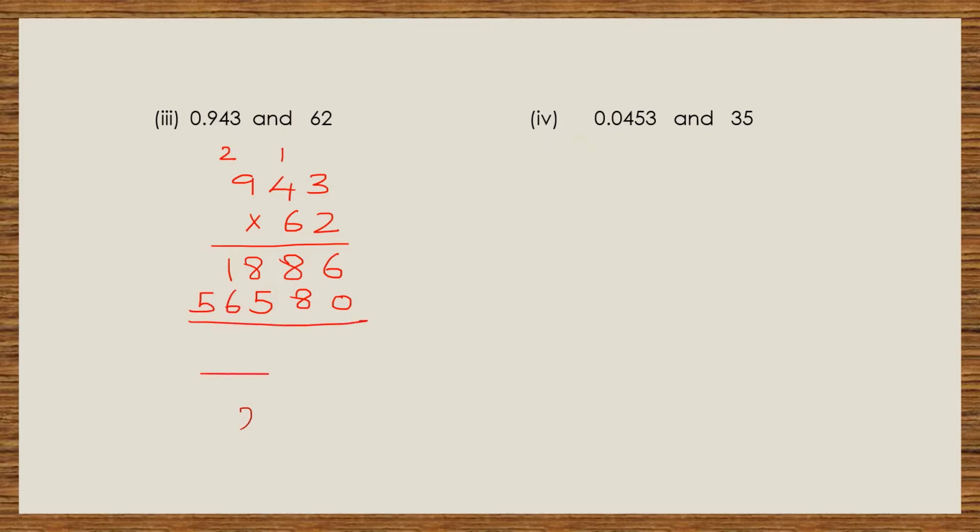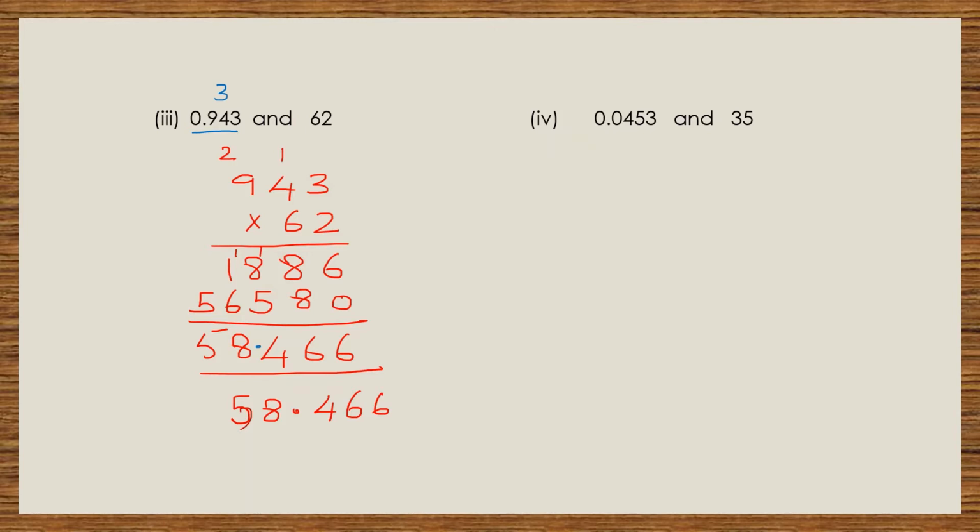Let me add this up. I get 6. 8 plus 8 is 16. Carry 1. 8 plus 1 is 9. 9 plus 5 is 14. I carry 1. 6 plus 2 is 8 and 5. Now go back to the question and see here there are 3 decimal places. So my answer also should have 3 decimal places. So I need to put my point here so that there are 3 decimal places. So let me write my final answer. 58.466 is my final answer.